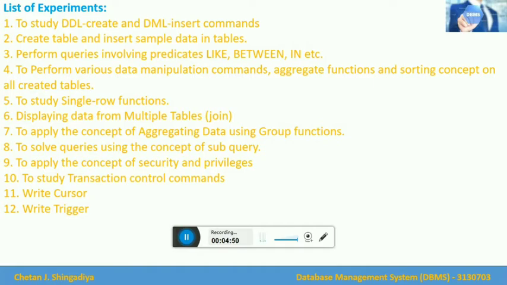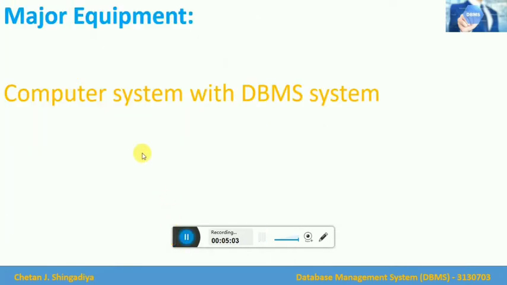So friends, these are the experiments which we are going to understand throughout this semester to understand this subject, that is database management system. Now to perform these many experiments, we need some major equipment. So what do we need? We need a computer system, or a laptop, with a DBMS system. In the next few minutes we are going to see what a DBMS system is.